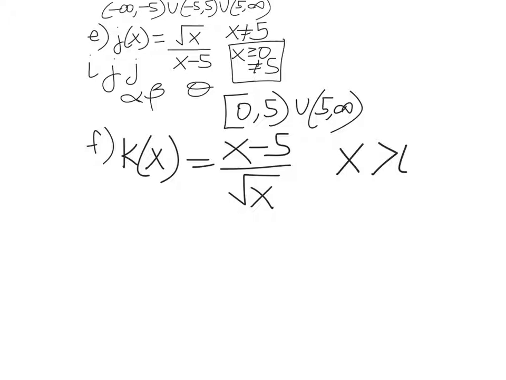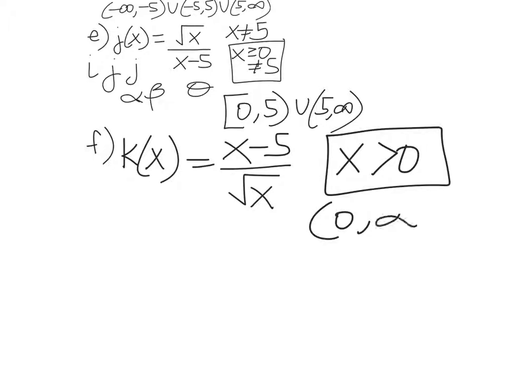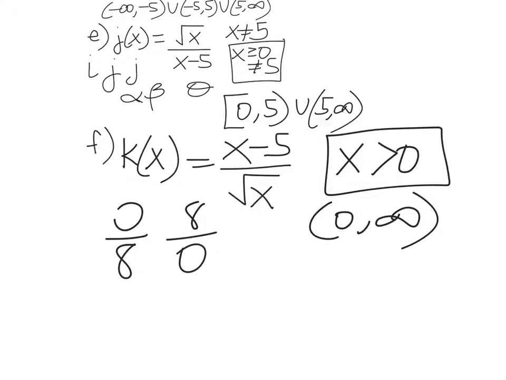So x has to be greater than 0. You could also say positive numbers only if you wanted to. You could say 0 to infinity, but do not put a bracket around 0 because that would be wrong. You can't have 0 in the denominator. Like if someone comes over with some pizza, right? You can have 0 out of 8 slices of pizza, but you can't have 8 slices of pizza out of a pizza that doesn't exist. That's why 0 is not allowed.